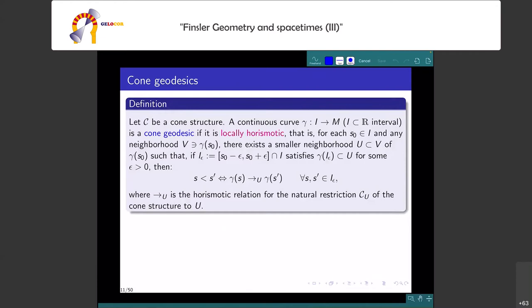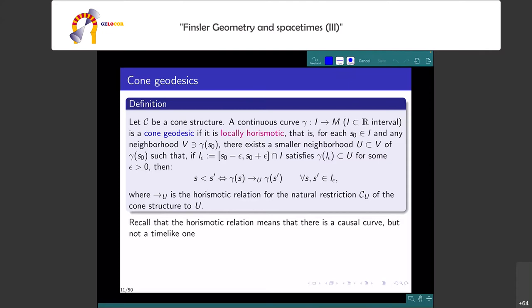A cone geodesic is a curve which is locally horismotic. Probably if you know this concept in Lorentzian geometry, you can imagine what it is in a cone structure, but it is basically a curve such that locally the points are causally related, but not chronologically related. There is no time-like curve from gamma(s) to gamma(s') in a neighborhood.